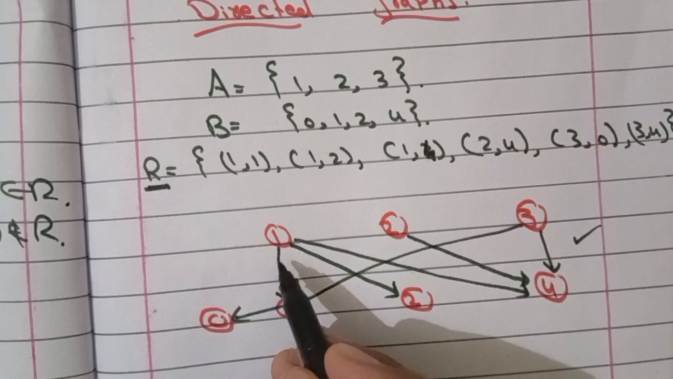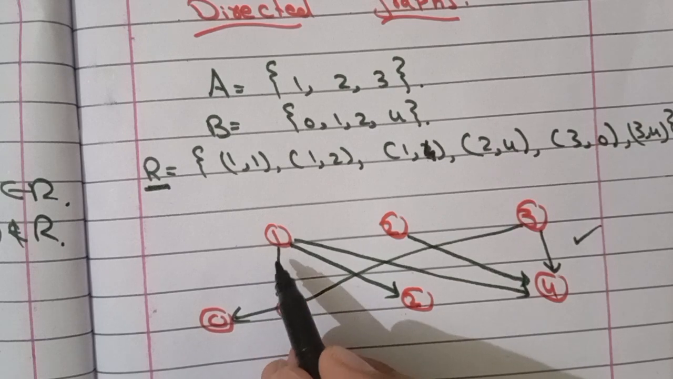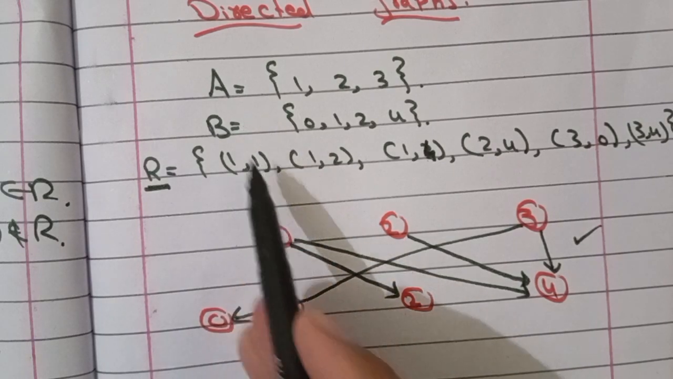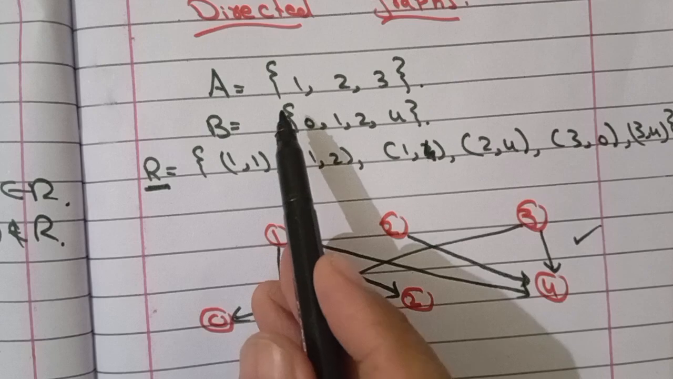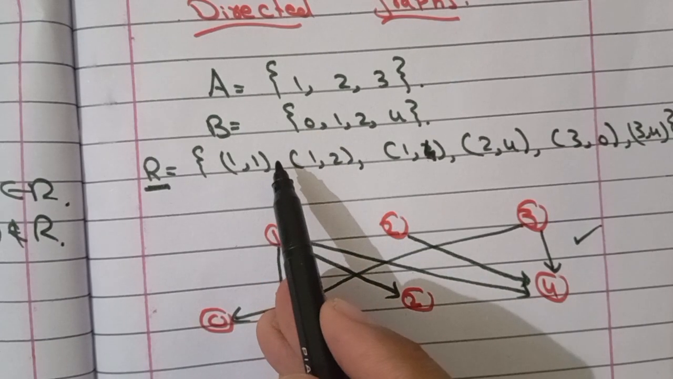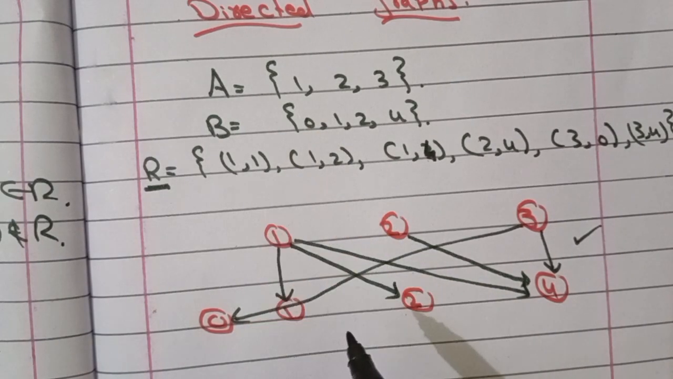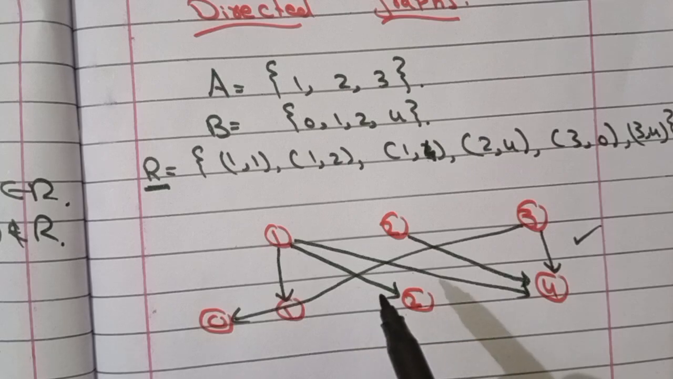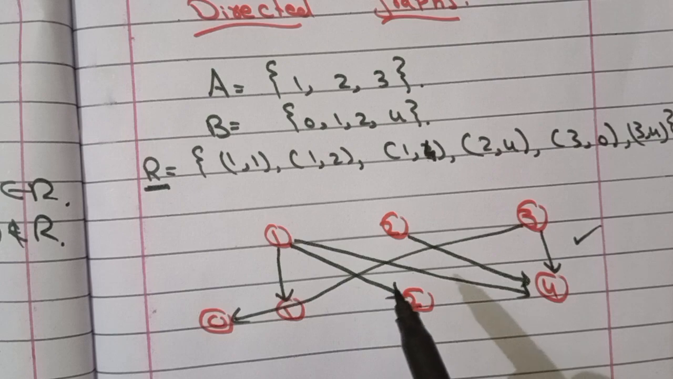Simply we draw an arrow between each element of set A and element of set B whenever the element of A is related to the element of B. So this is all about the representation of a relation. I hope your concept is very clear now about matrix representation of a relation, arrow diagram and directed graphs.